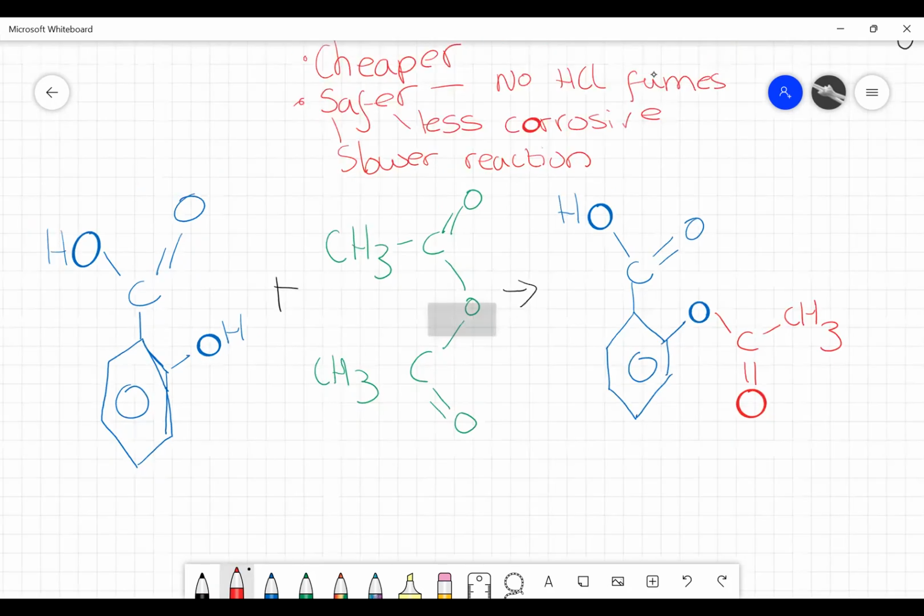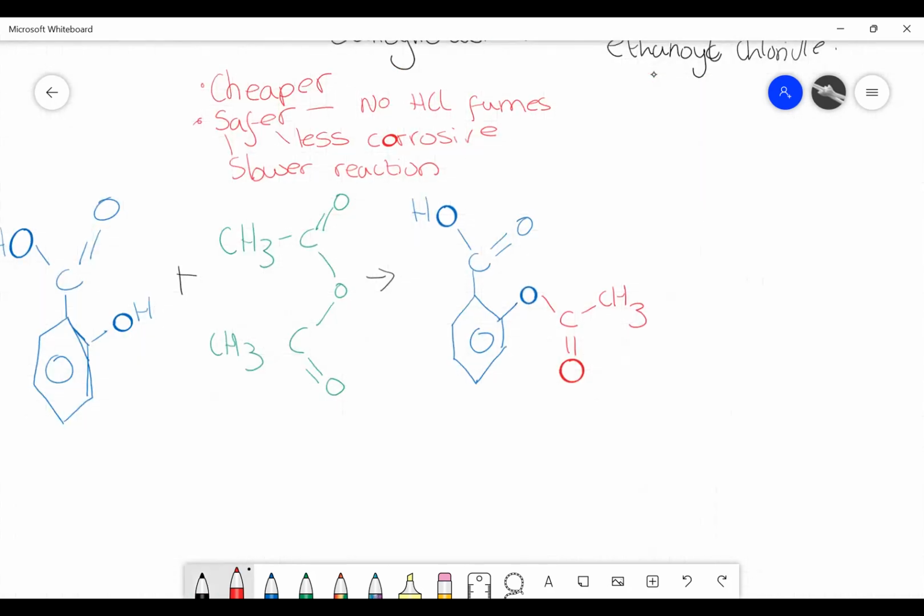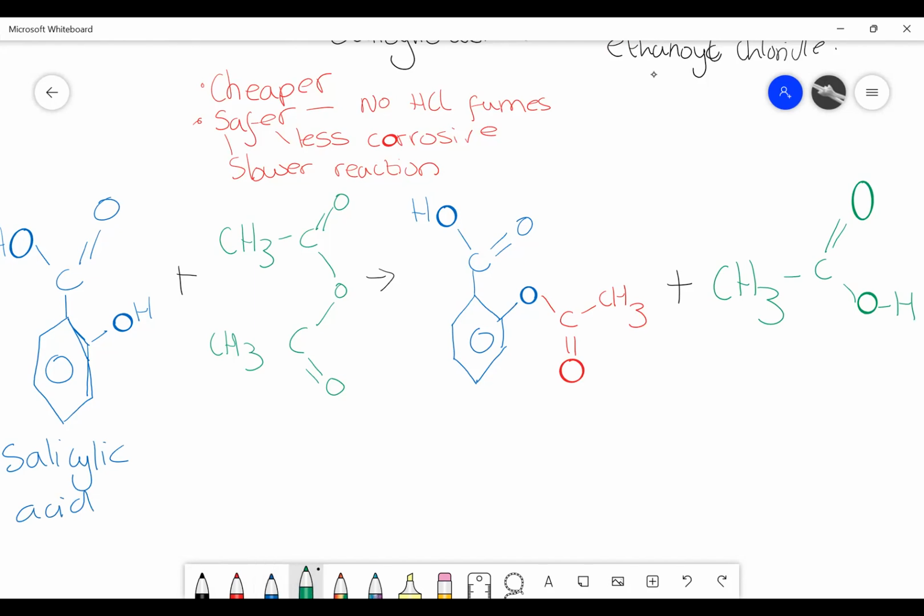And the waste product it also makes, because we said it doesn't make those dangerous hydrochloric acid fumes, is another carboxylic acid, which obviously is not dangerous. And we get ethanoic acid being made in this situation as well. So again, we've got our salicylic acid here and our ethanoic anhydride. They're reacted together and they form aspirin and ethanoic acid.